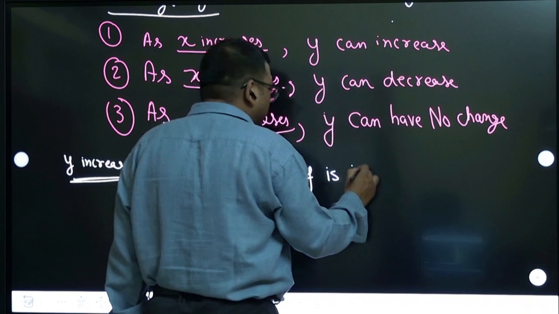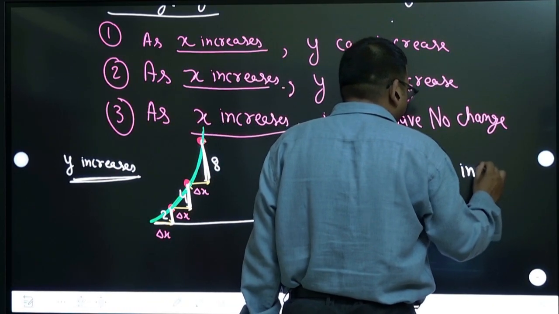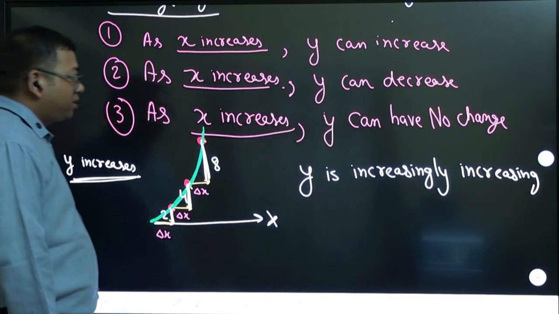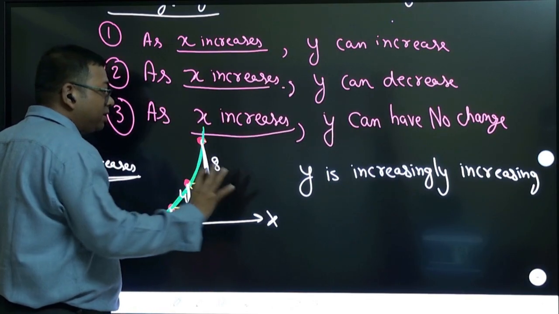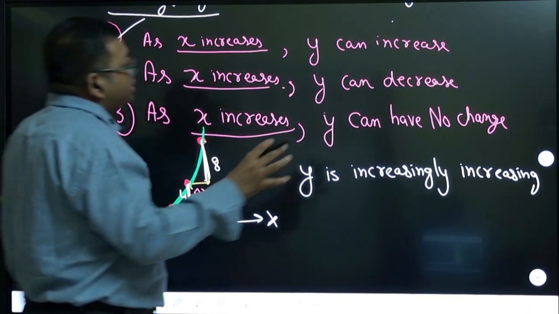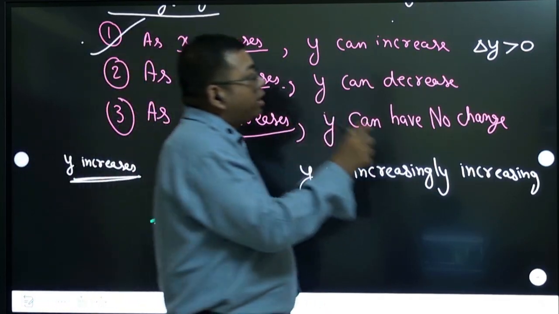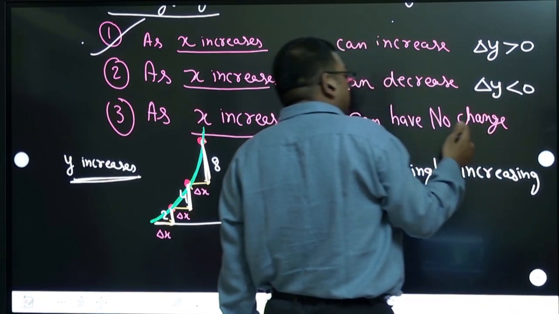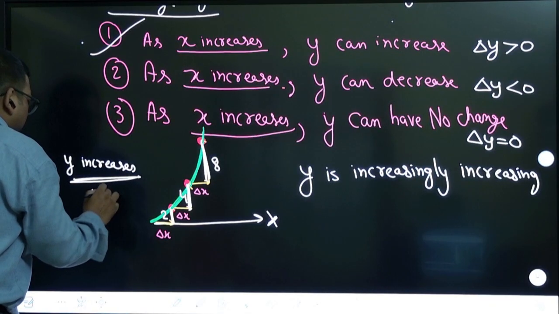Y is increasingly increasing. What does that mean? Very interesting, right? Y is increasingly increasing means an increase is definitely happening in y. The change of y that is happening is definitely positive because it is an increase. So when we say y is increasing, it means delta y is positive. Delta means change, change of y, so it will be positive. In the second case, which we'll see afterward, the change of y will be negative. And in the third case, no change means delta y becomes 0.